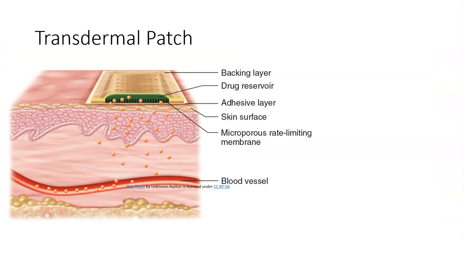The next dose form is a transdermal patch. This is applied to the skin, and it's got a drug delivery system in it. It's going to have a backing layer that prevents any of the drug coming through on the surface. It's going to have a reservoir that contains the active ingredient, an adhesive layer so that it will attach to the skin, and a membrane where the drug is going to pass through. Now here we see it's passing through the skin.